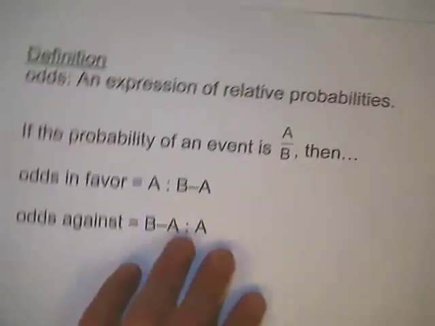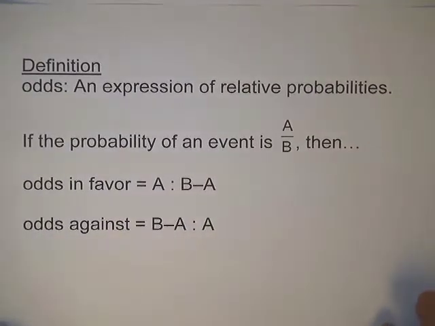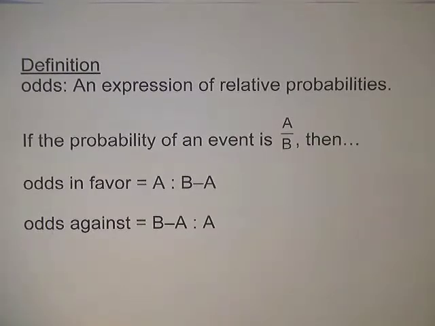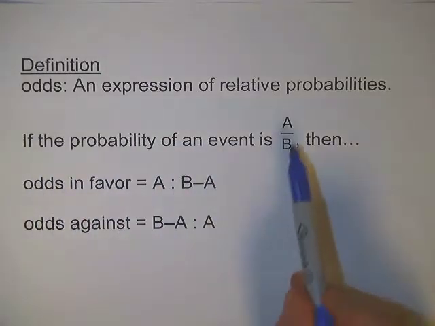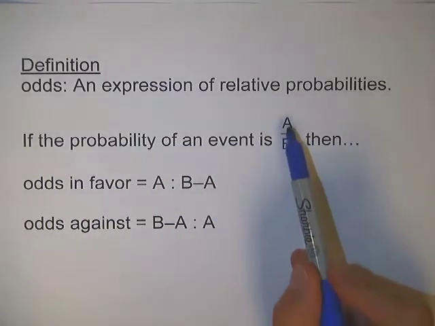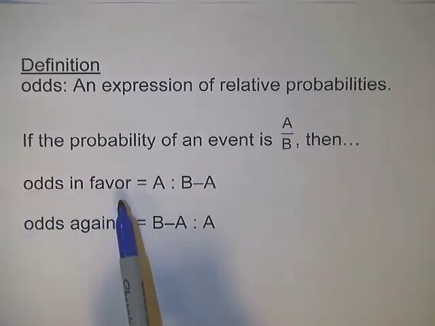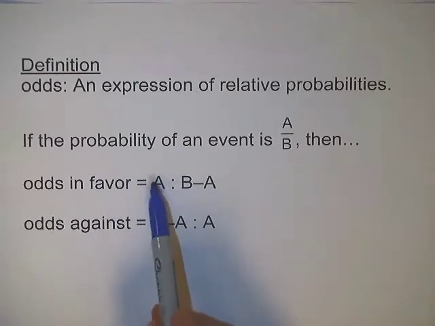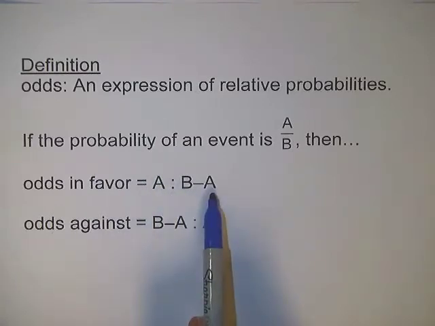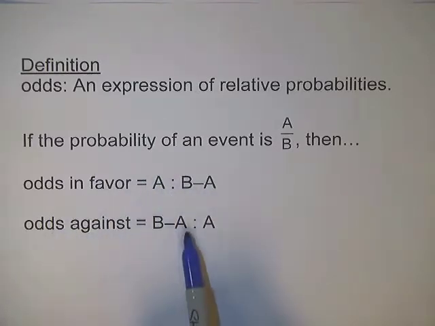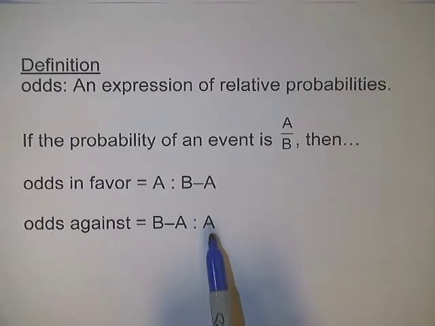Just to define odds, odds is an expression of relative probabilities. We have odds in favor and odds against. If the probability of an event is A over B, then the odds in favor are A to B minus A, and the odds against are B minus A to A.